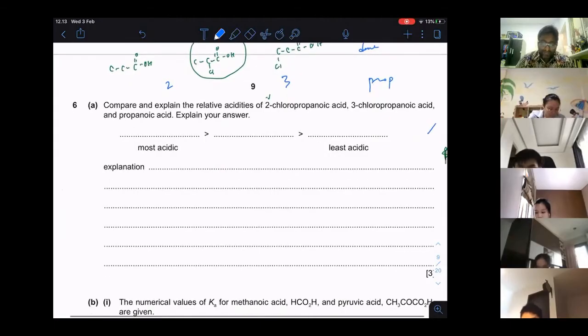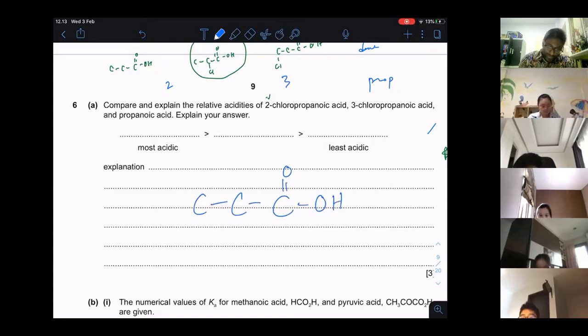Compare and explain the relative acidities of 2-chloropropanoic acid, 3-chloropropanoic acid, and propanoic acid. I think one of the common things when it comes to propanoic acid is 3 carbons. Do remember this is automatically carbon number 1. So propanoic acid. If you have 2-chloropropanoic acid, the chloro comes here, or in 3-chloropropanoic acid, the chloro comes over here, at 3.